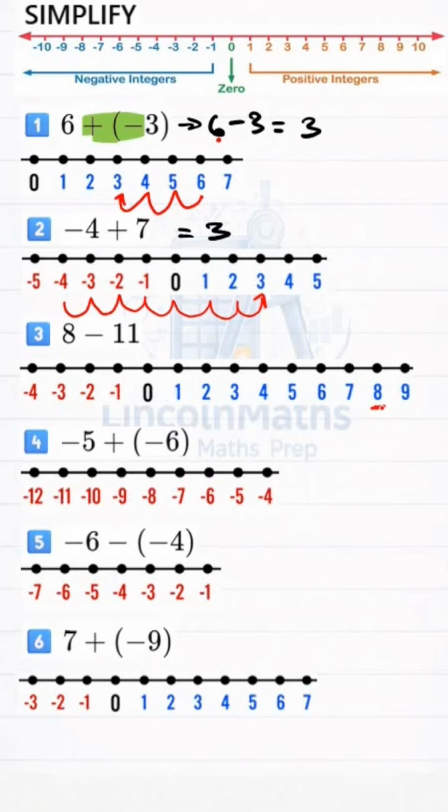So it's going to be 1, 2, 3, 4, 5, 6, 7, 8, 9, 10, 11. And we're at negative 3. Alright guys, so this is how we go about solving these types of problems.